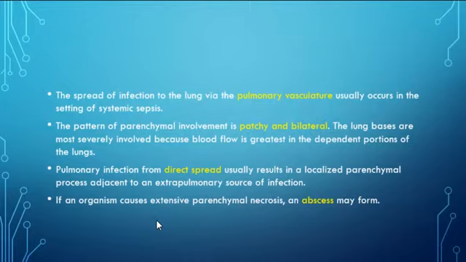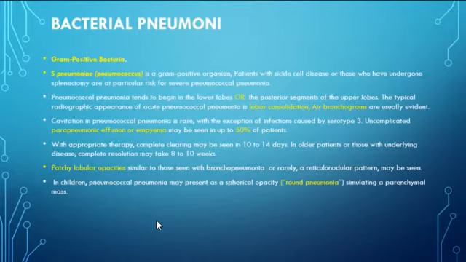Passing to the pulmonary vasculature spread of infection, the pattern of parenchymal involvement is patchy and bilateral because it is through the pulmonary vasculature. Direct spread usually results in a localized parenchymal process adjacent to an extrapulmonary source of infection. If an organism causes extensive parenchymal necrosis, an abscess may form. Till now, we were talking about the mechanisms of infection. We know it is through three typical ways: tracheobronchial, vasculature, and direct spread. The tracheobronchial is divided into 4 subtypes.